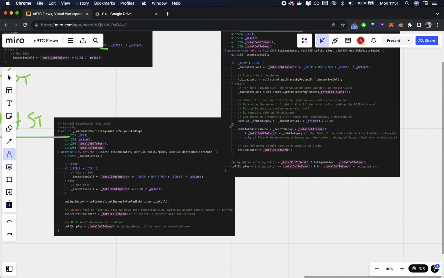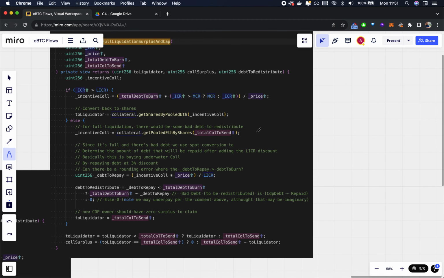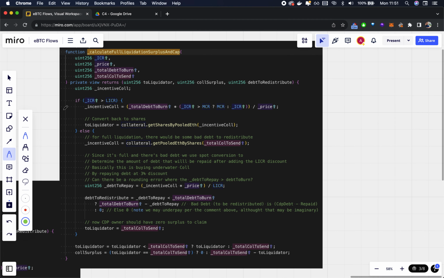So I said a lot of things, and now I'm going to start again. Let's start from the full liquidation. Let's look at each of these lines. You're going to have a CDP. They're going to have a specific internal collateralization ratio. They're going to have a price, an amount of debt, and an amount of collateral.